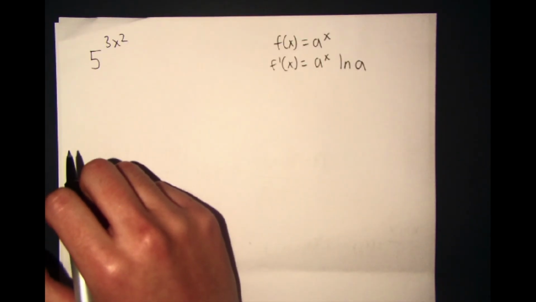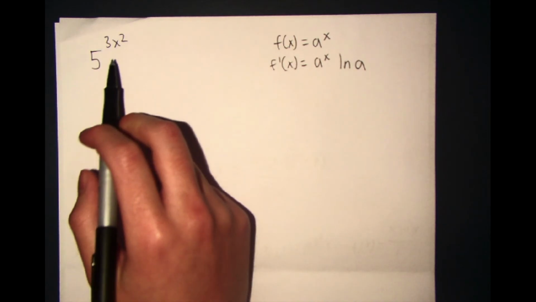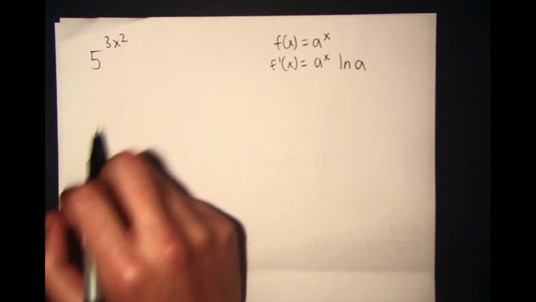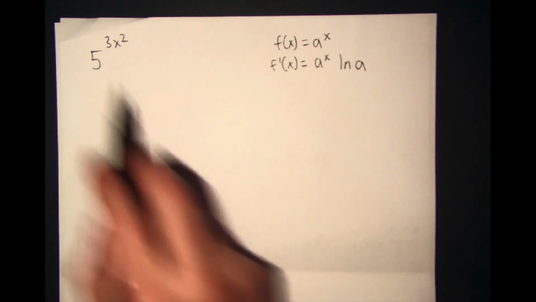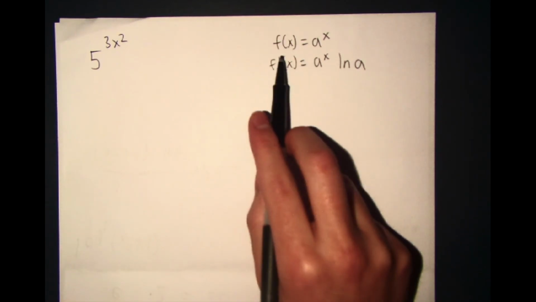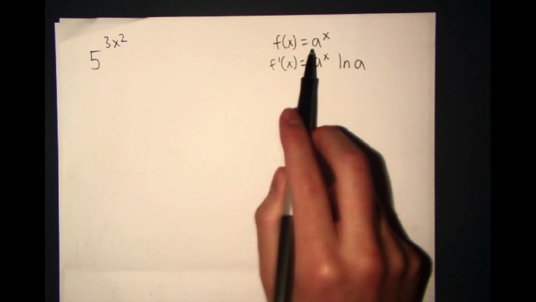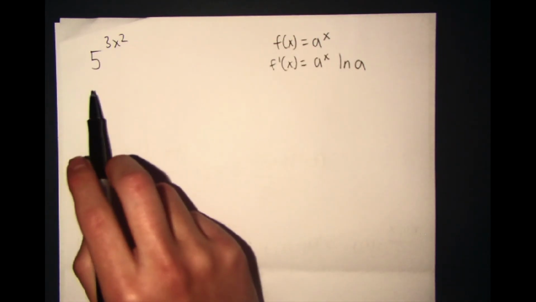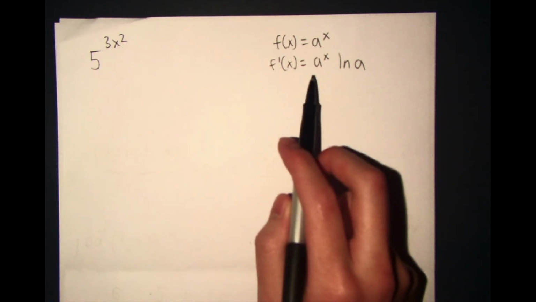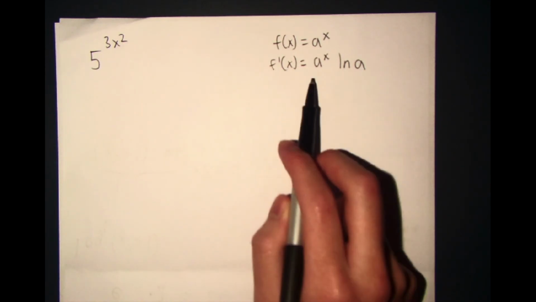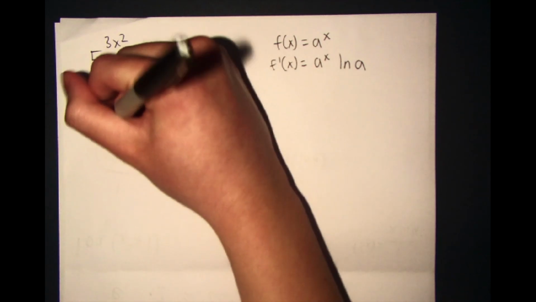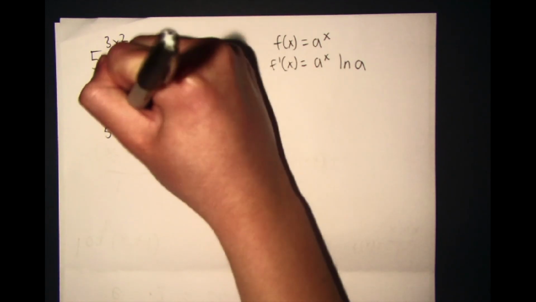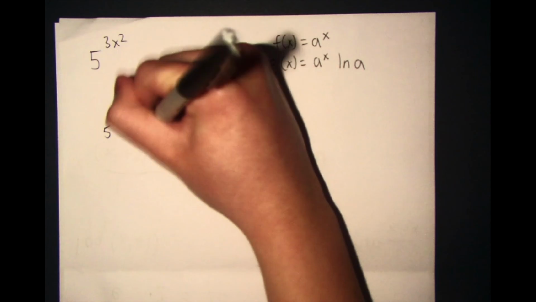Alright, so now let's say you're given 5 to the 3x squared. Well, recognize first that it's a chain rule problem because it's a composite function. You have 3x squared inside of 5 to the x. And remember earlier, if f of x is equal to a to the x, a being any constant, in this case it's going to be 5, f prime of x is going to equal a to the x times ln a. So simply following this formula, in order to differentiate the outer function, we get 5 to the 3x squared times ln of 5.